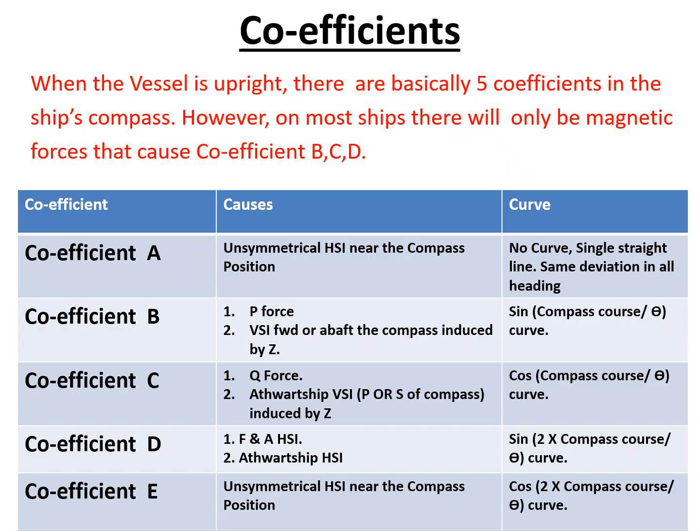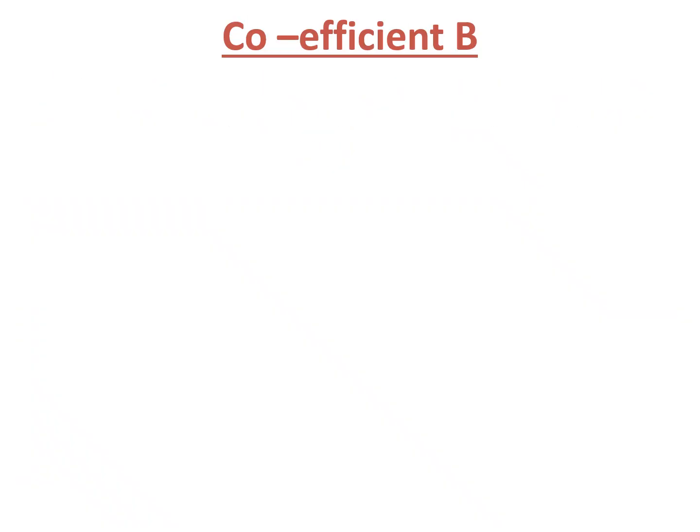So this is the normal table. I want you to draw this table in your notebook. It will help us to understand the coefficients. And I'm just giving a heads up. Eventually we'll learn all this one by one. Let's start with coefficient B. Coefficient A and E we'll learn at the end, because in the normal ship we'll not find coefficient A and E. Right? So we'll get coefficient B, C, D. So that's why we are starting with coefficient B.